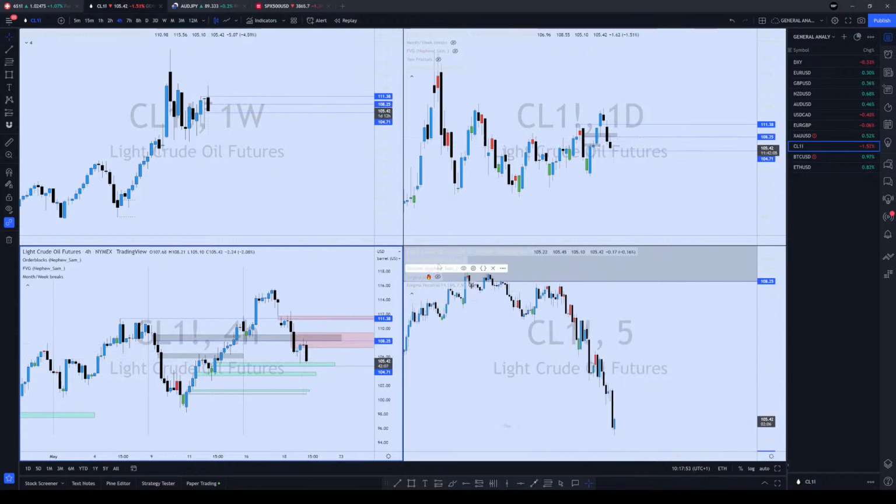All right, let me turn on the fair value gap on this one as well. Let's see if this one gave me a trade.